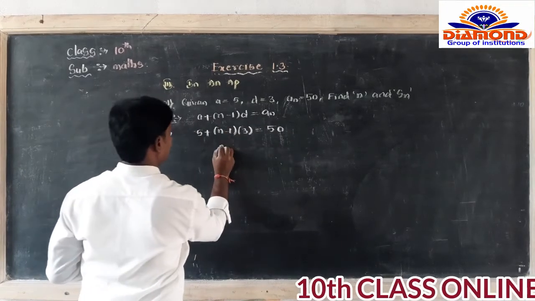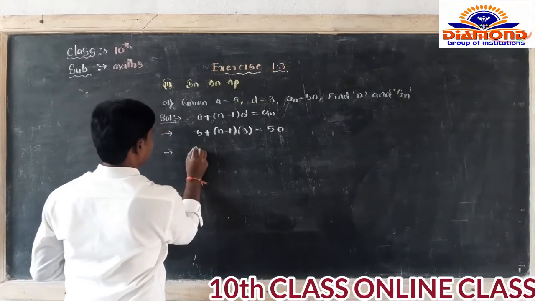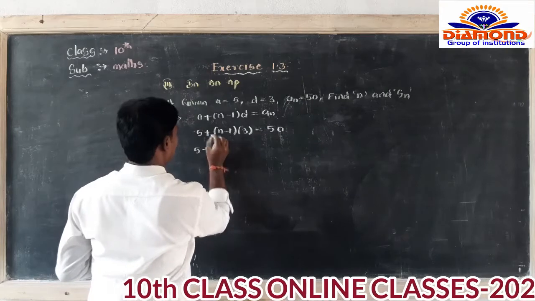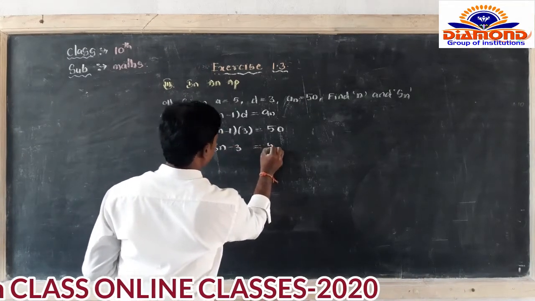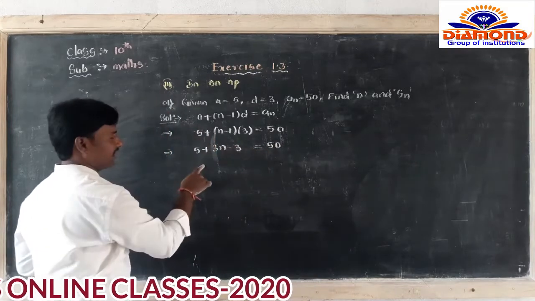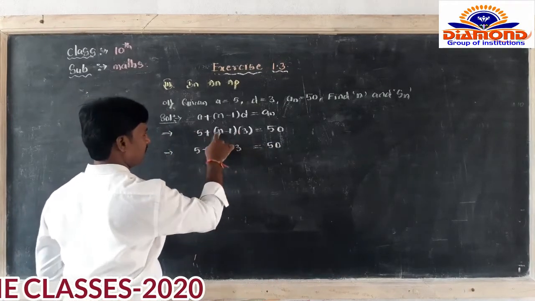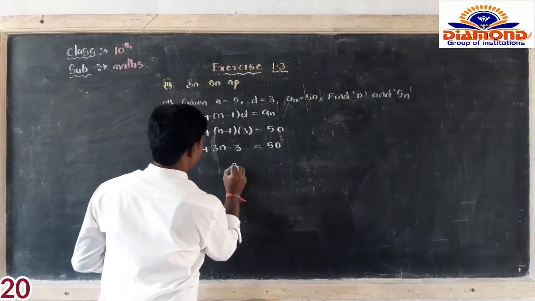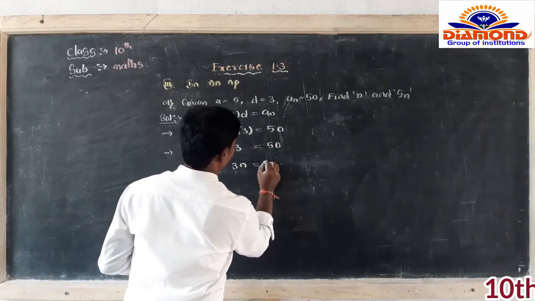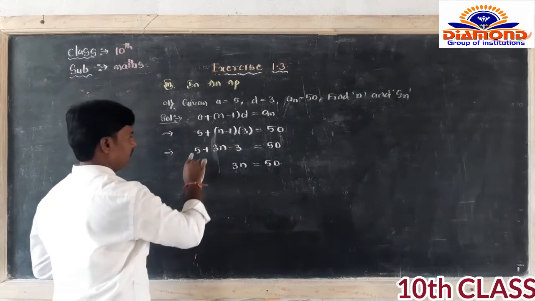Next, 5 as it is, plus 3 into n is 3n, and minus 3 into 1 is minus 3, and it is equal to 50. Look at the board: 5 as it is, plus 3 into n equals 3n, and minus 3. Next, here 3n is equal to 50.